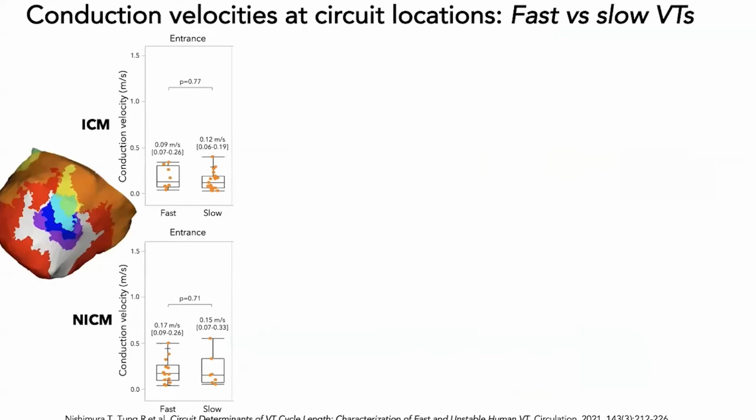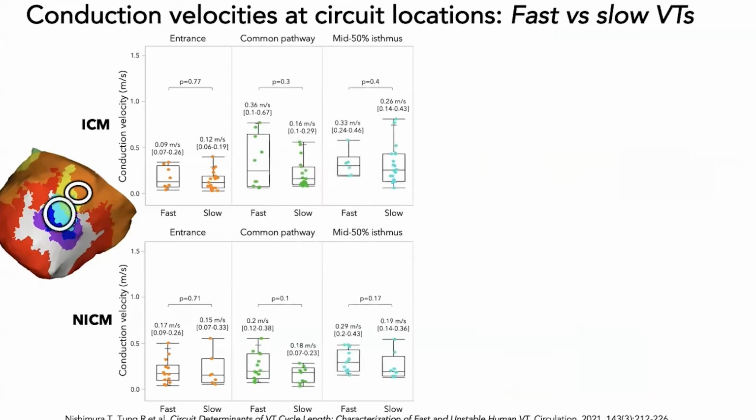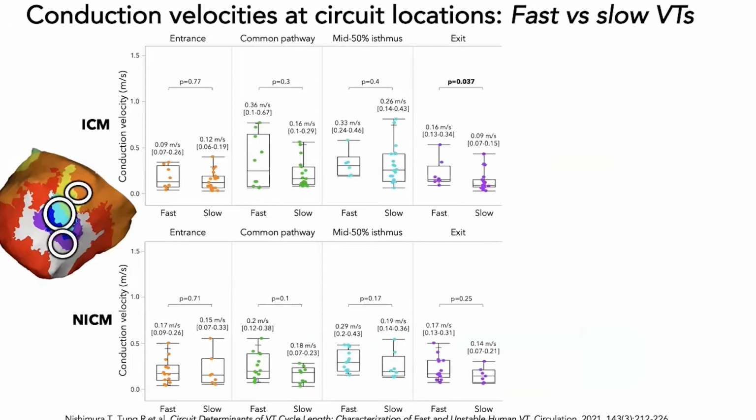Here is a quick analysis of conduction velocities between fast and slow VTs. We noted that the conduction velocity at the entrance, there was no difference between fast and slow VTs. There was no difference in isthmus conduction velocities in fast and slow VTs. There was no difference in the exit regions that were statistically significant, with the exception of ischemic cardiomyopathy, with slight difference with faster conduction velocity at the exit.